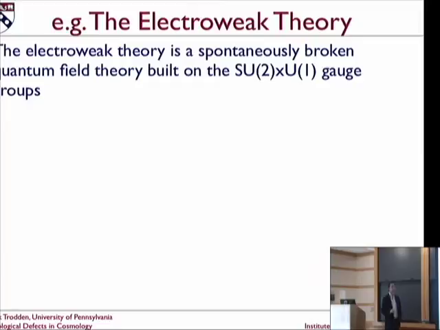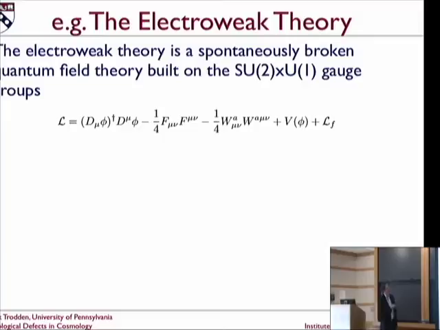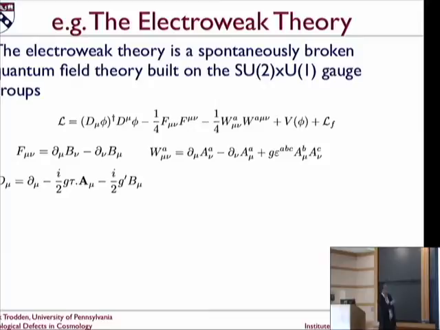And it has a Lagrangian that consists of gauge fields. These are the U1 gauge fields. These are the SU2 gauge fields. It has a bunch of fermions, the electrons, and other such things that are the matter of the theory. And it has a potential for this scalar field phi, which is what we call the Higgs field. And the structure of the theory, so these field strength tensors are given here. One's an abelian one, one's not abelian. And here's this covariant derivative.